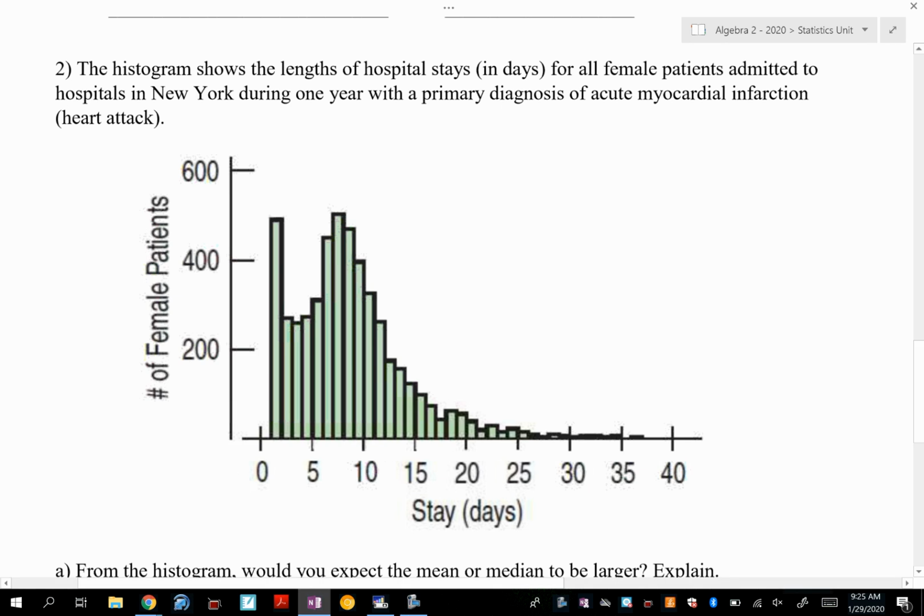All right, so for this question, I wanted to have a little discussion about this histogram. Let me give you a little context for the problem. This is about the length of a hospital stay for female patients that were admitted to hospitals in New York for 1 year, and their primary diagnosis was acute myocardial infarction, which is known as a heart attack. Okay? So just look at the histogram.